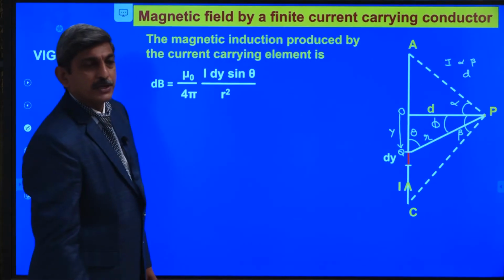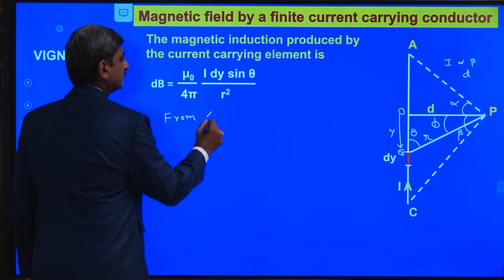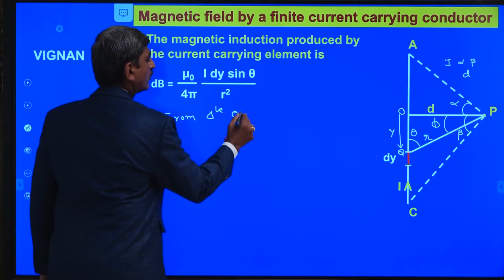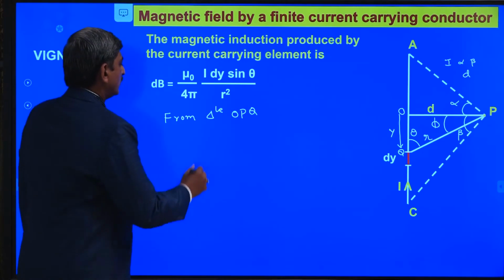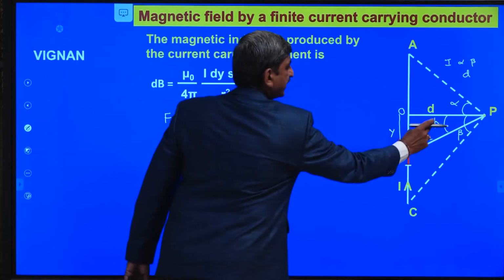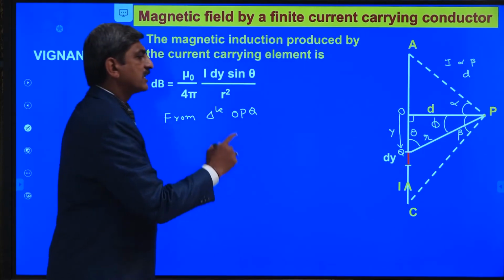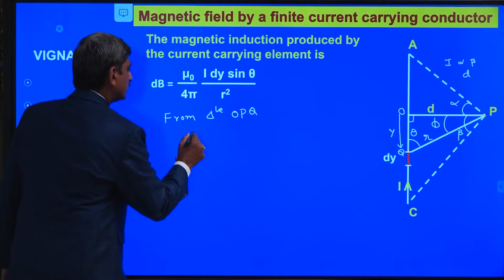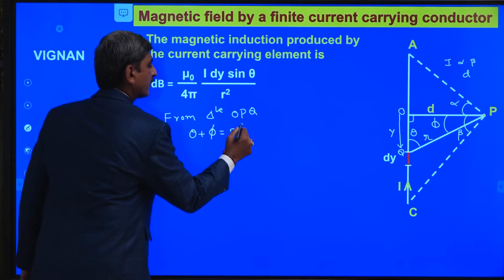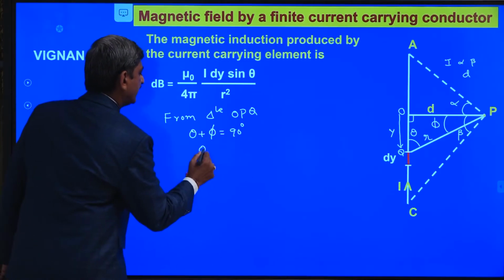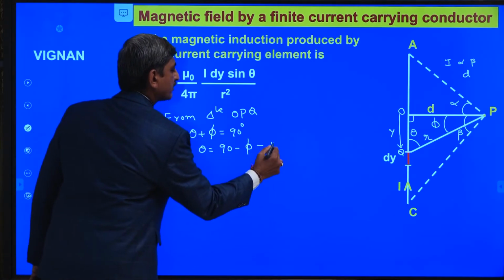Consider the triangle OPQ. From triangle OPQ, what is the relation between this theta and phi? This is the right angle triangle, this is 90 degrees, that's why theta plus phi is equal to 90 degrees. From this we can write theta is equal to 90 minus phi. Let it be equation number 1.